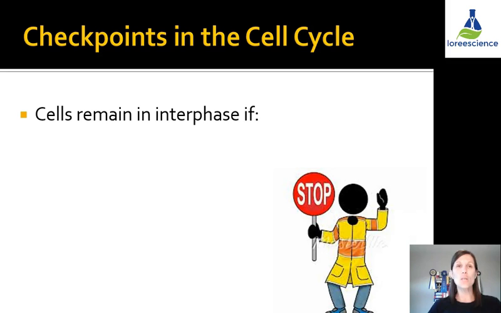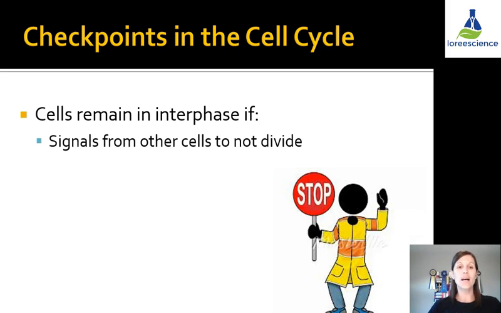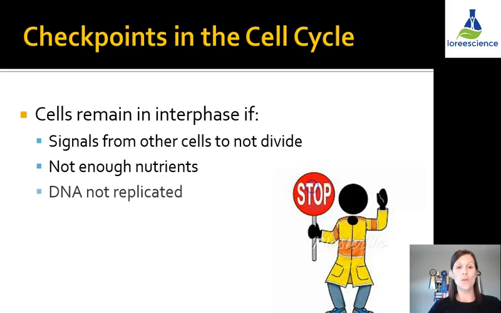If a checkpoint is not met, the cells will remain in interphase. If there's a signal from another cell, so maybe surrounding cells can send some signals out saying, nope, something's wrong in the environment, or there aren't enough nutrients, advising that cell to stay in interphase. As mentioned before, nutrients are needed for energy. Cell division is a process that requires a lot of energy. So if there aren't enough nutrients, there won't be enough energy to progress.